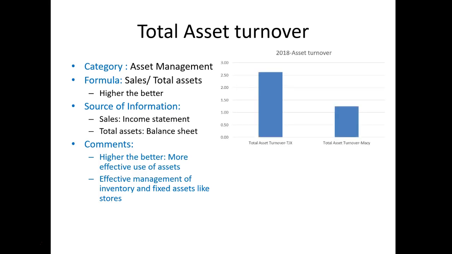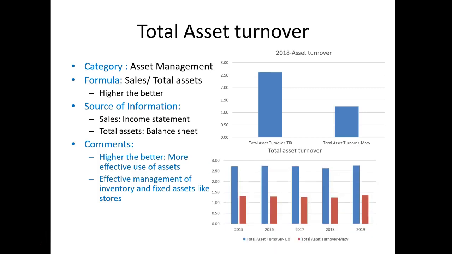You can see that the total asset turnover for TJX is, again, in this case, more than twice as much. 5 years, consistently better than Macy's. TJX is consistently better than Macy's.